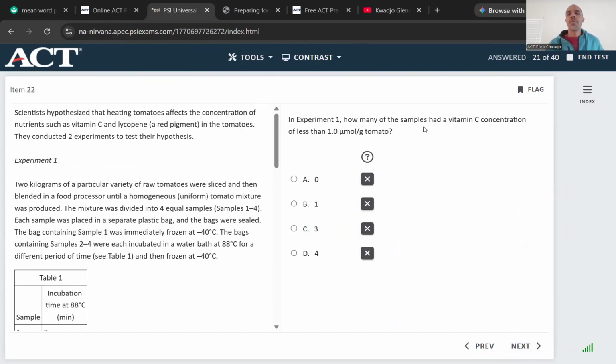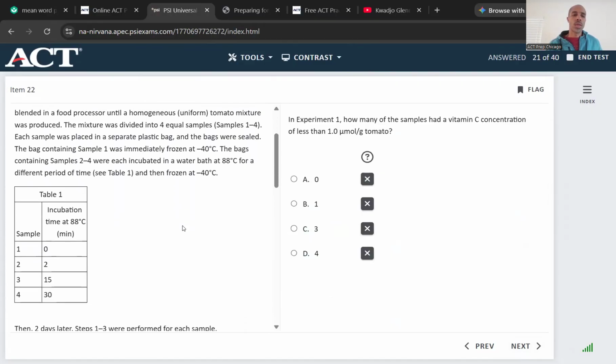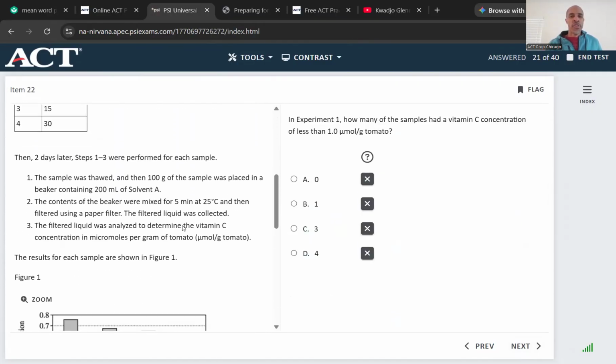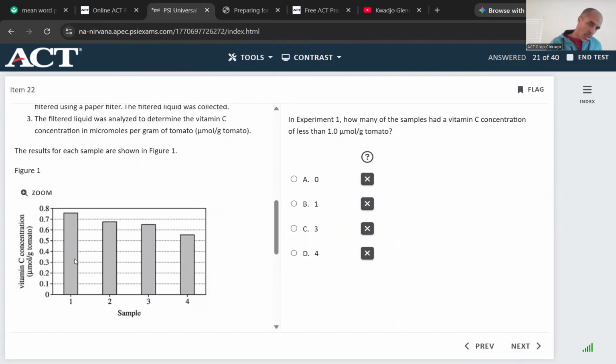In experiment one, how many of the samples does that require background information? So we've come across a couple of them that do. Not many though. I wouldn't worry about those. Okay, in experiment one, how many of the samples had a vitamin C concentration of less than 1 umol per gram tomato? They all had less than 1. All of them had less than 1.0. All right, that was pretty easy.